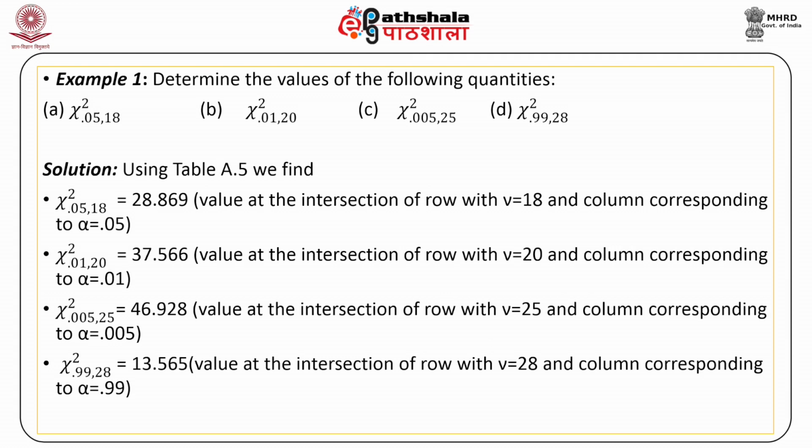So using table A.5, we can find that chi-square at 0.05 and 18 degrees of freedom, which is our part A, is equal to 28.869.